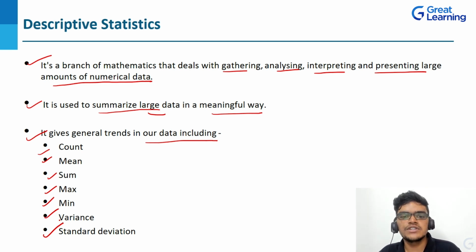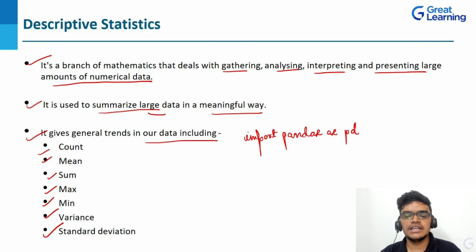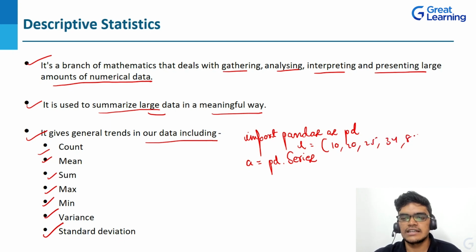So here we're going to use some functions to summarize the large data in a meaningful way. Let me import pandas first, because we are talking about pandas summary statistics, right? I'll write import pandas as pd, and let me create a pandas series object. I will write variable a equals pd.Series. Before that, let me create a variable L with 10, 20, 25, let's suppose 34, 89, and 87. Inside the series, I will give L as a parameter.